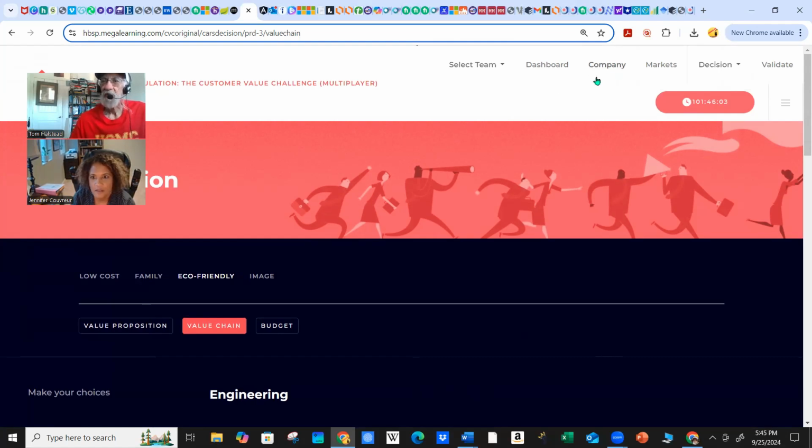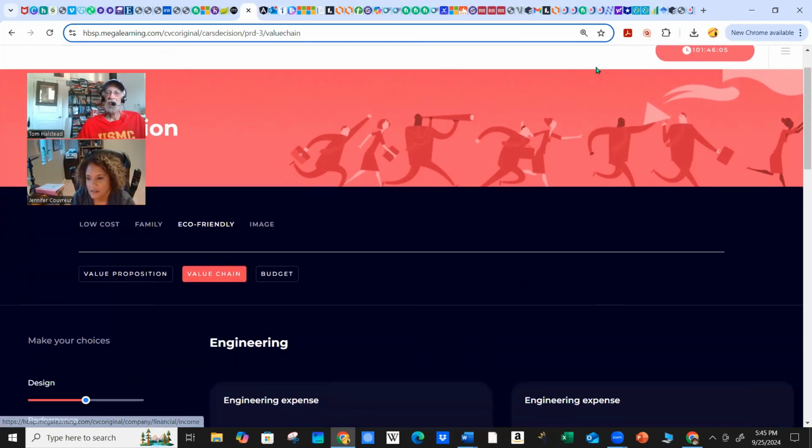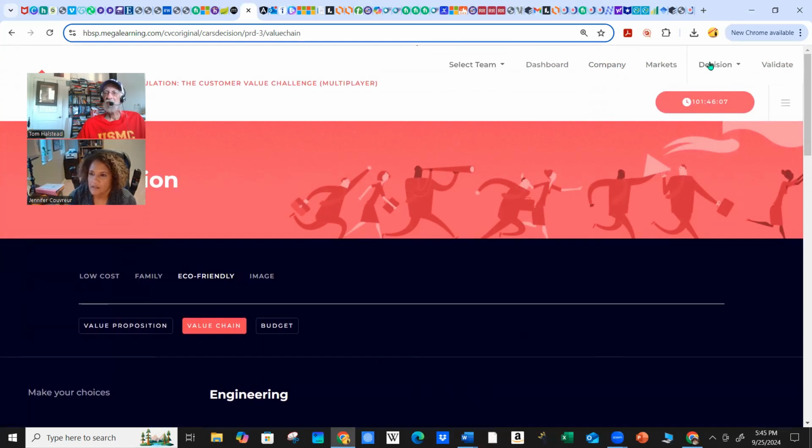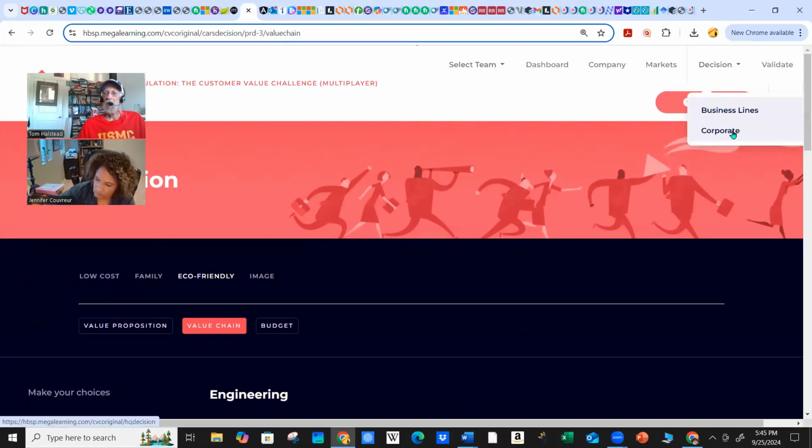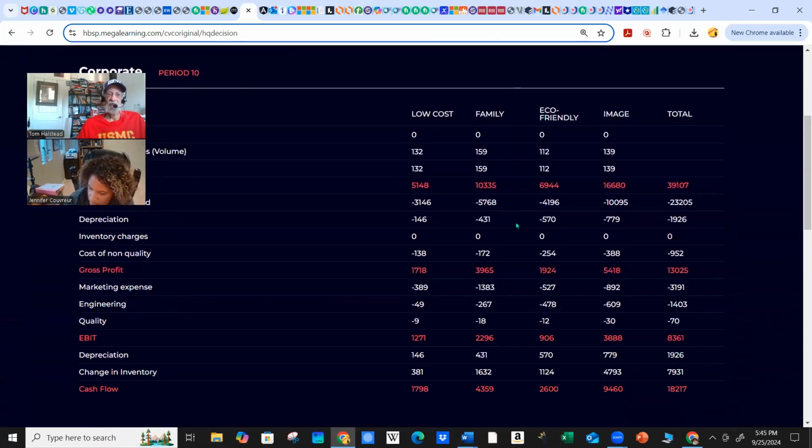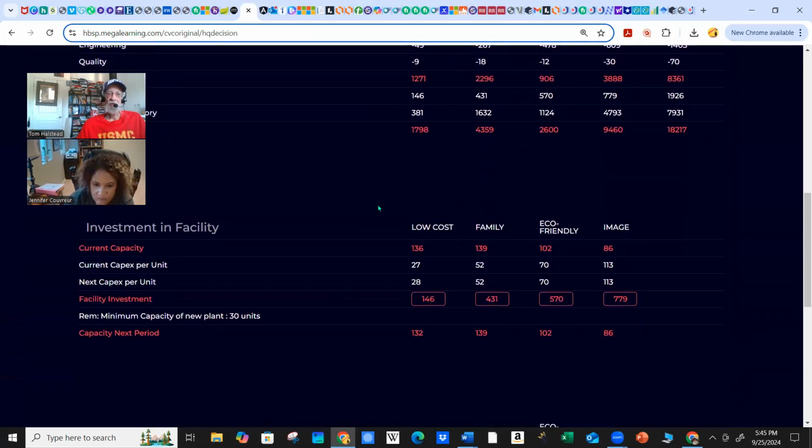Then the next thing you want to do is you have to go to the corporate budget and make sure your CapEx numbers that you changed in your facility investment, that you have the production in the facility investment to be able to make the cars that you're selling. Now, the minimum is 30 units. So you'll see it says the next CapEx per unit.